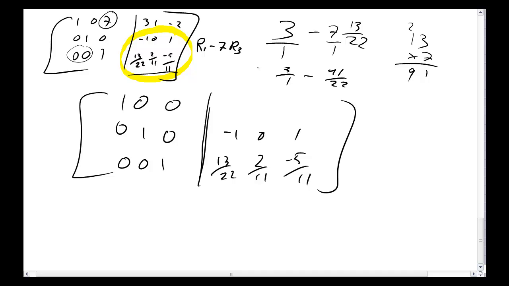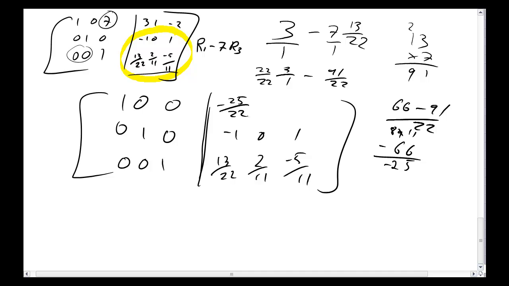I multiply top and bottom over here by 22 over 22 to find a common denominator. 3 times 22 gives me 66 minus 91 all over 22. 66 minus 91 is going to be the opposite sign: 91 minus 66 is going to leave me with 25. So it's going to be negative 25 all over 22, and that doesn't reduce anymore.